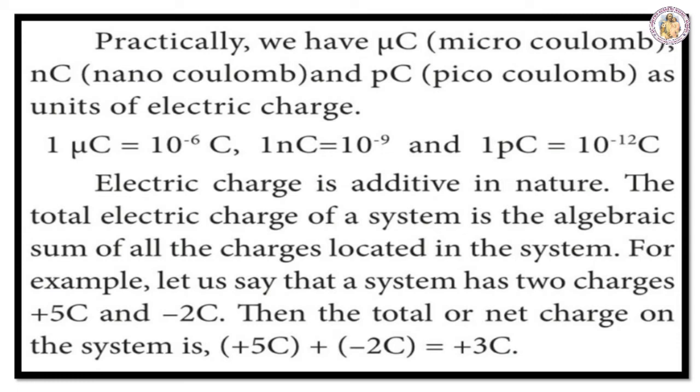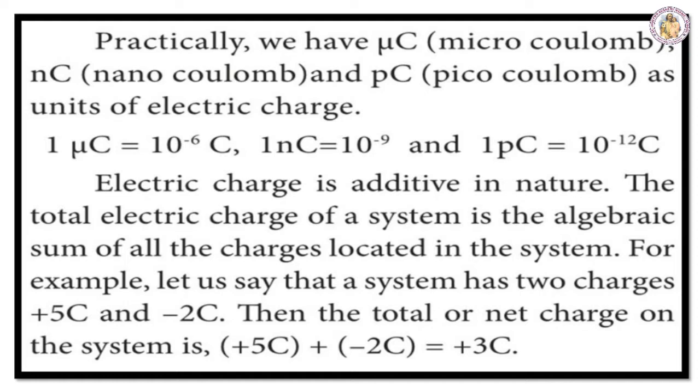Practically, we have microcoulomb, nanocoulomb, and picocoulomb as the units of electric charge. 1 microcoulomb is equal to 10^-6 coulomb. 1 nanocoulomb is equal to 10^-9 coulomb and 1 picocoulomb is equal to 10^-12 coulomb.